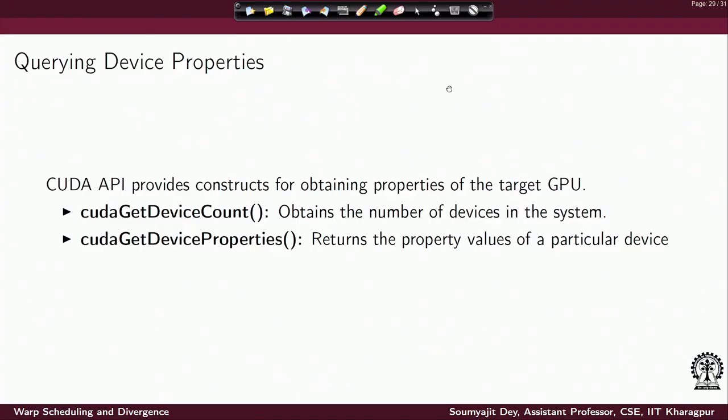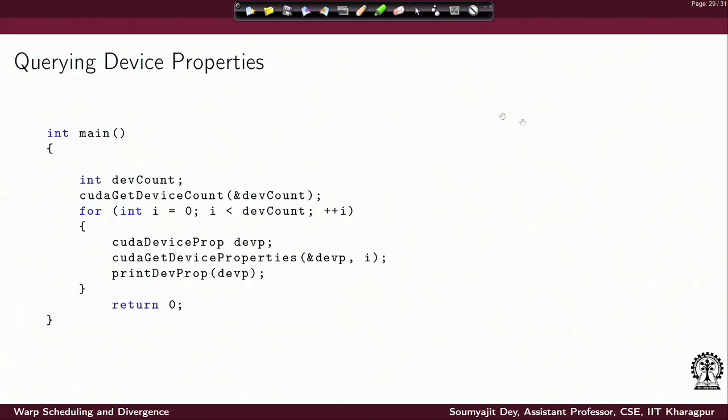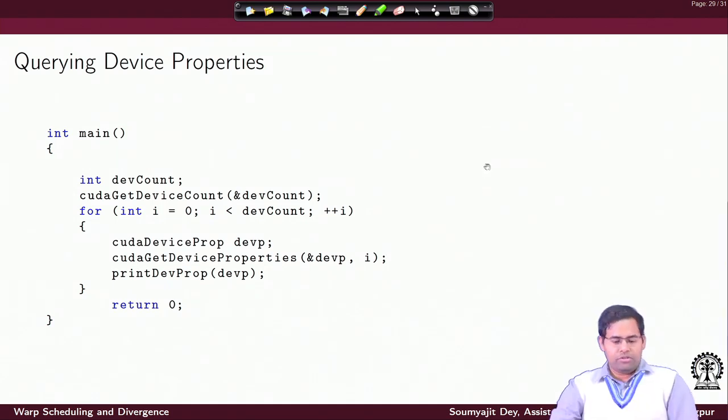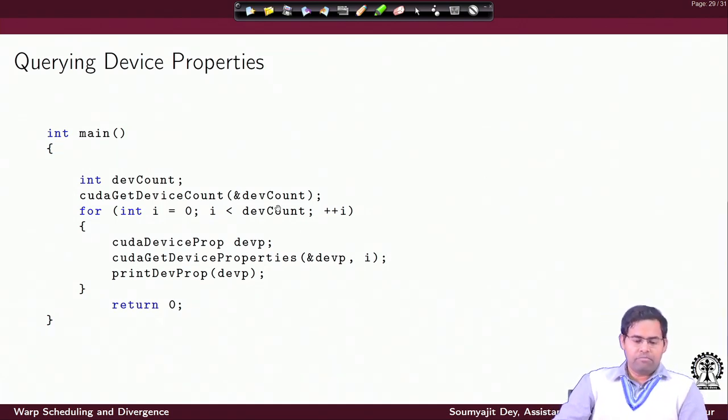So, we were discussing some specific CUDA APIs for target GPU systems. For example, if I use this cudaGetDeviceCount function call, I get to know the number of devices in the system. I can use a cudaDeviceProperties call to return different property values for a particular device. Now, we will see some highlights of an example program.